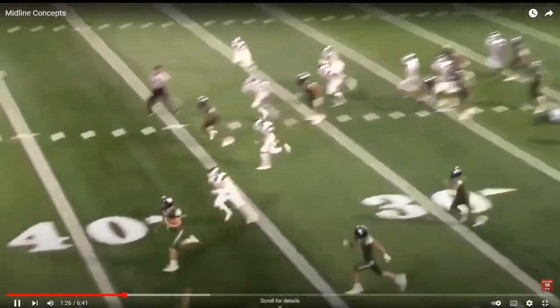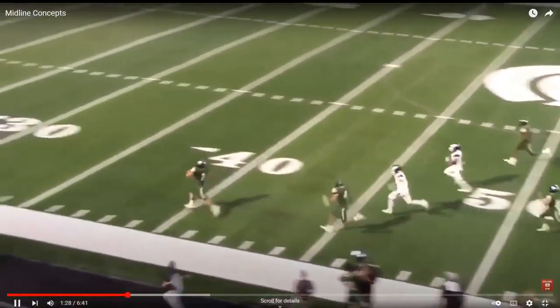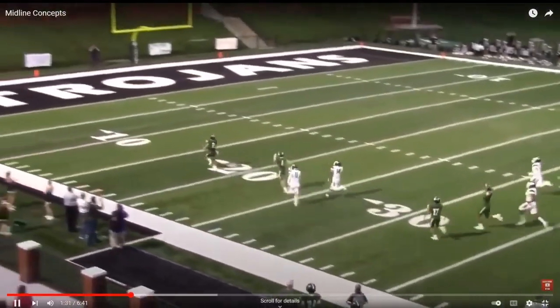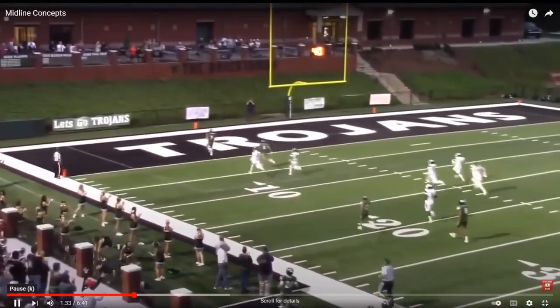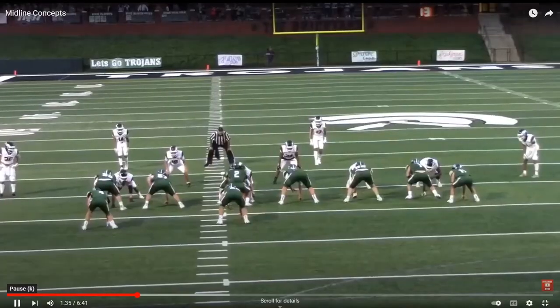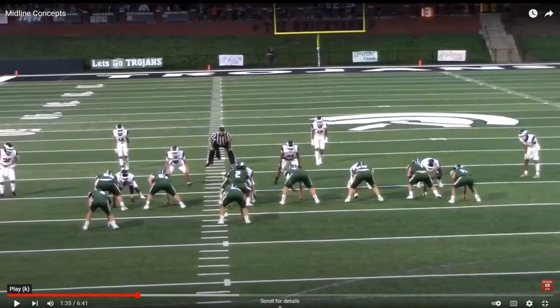Look at the corner just standing there, thinking the ball was inside. So again, great look by the quarterback as well as the fullback, riding and keeping it well. Here's a shot from the end zone.